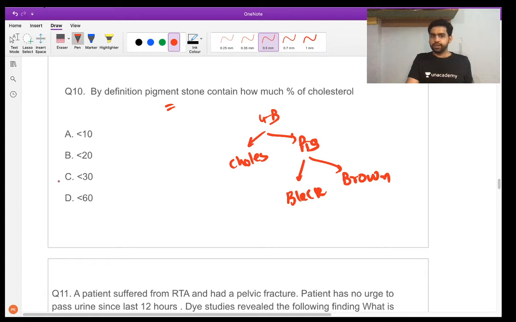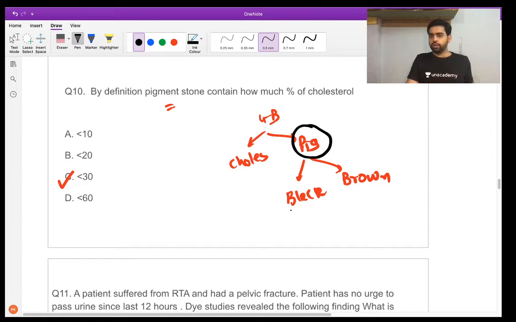Well, guys, the answer is in fact C. So it is less than 30%. So by definition, if you have less than 30% cholesterol in any stone, you may call it a pigment stone. Okay. So less than 30% of the cholesterol. It is a repeat question, guys. Okay. So please understand this, it can be important. And it is a direct line from Bailey and Love. Any stone having less than 30% of the cholesterol in it is a pigment stone. So a pigment stone is a stone having less than 30% of the cholesterol content.